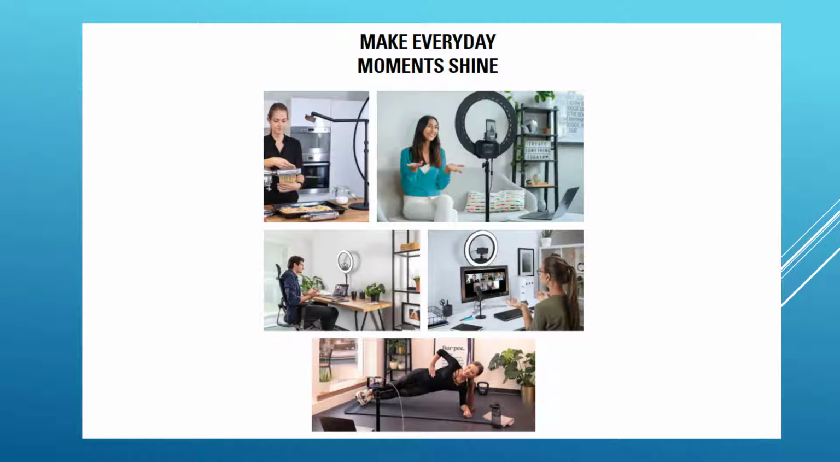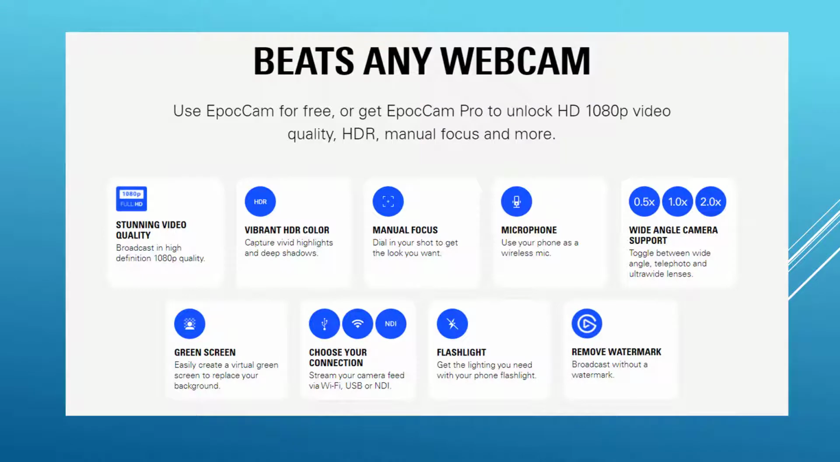You can use your camera to look at items, show food if you're preparing meals, show pieces of paper, show another camera, another phone. Whatever you want, you can move your phone around and use it as a camera. It beats any webcam. Use the EpocCam for free, or get the EpocCam Pro to unlock the HD 1080p video quality, HDR, manual focus, and more.